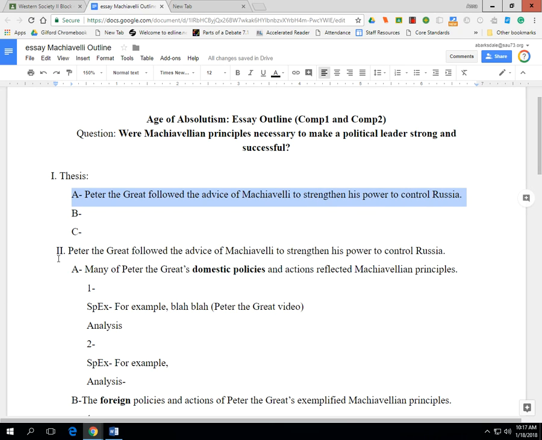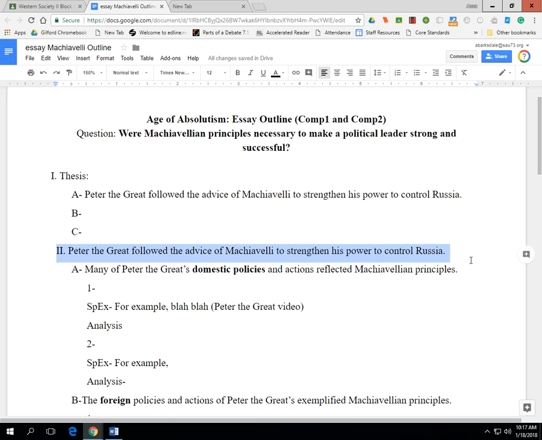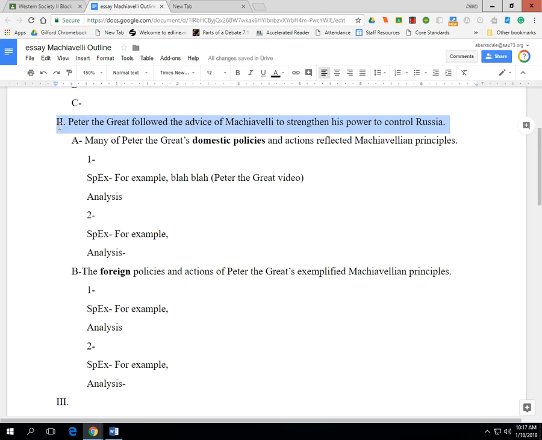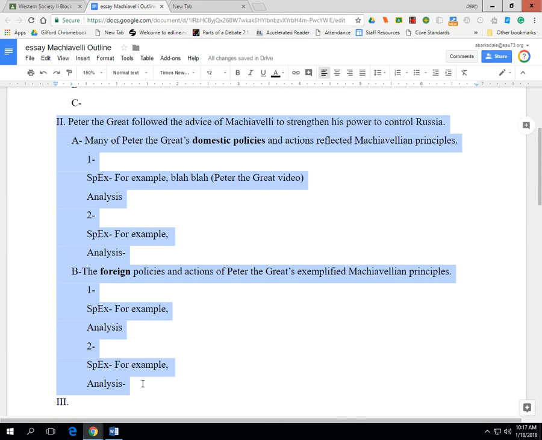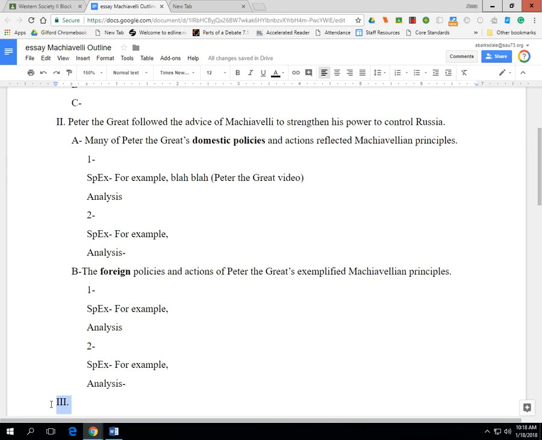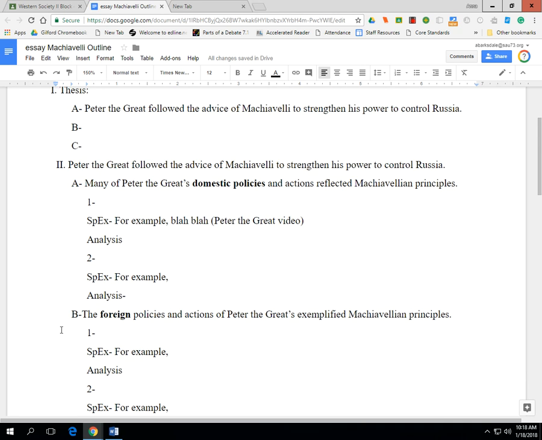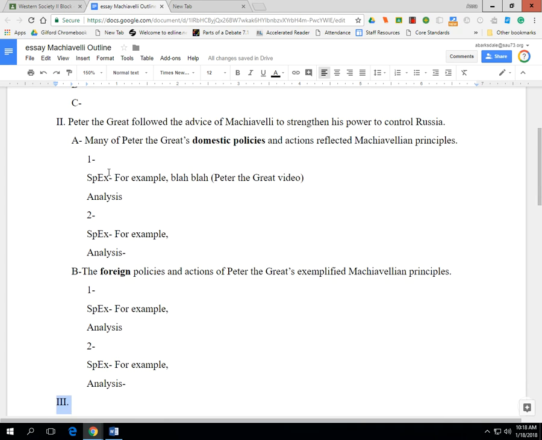You'll notice that the A and 2 statement are the same, and that's because your entire 2 section, which goes all the way from Roman numeral 2 down to B2 analysis, is going to be all about Peter the Great. When you finish with your last analysis for B, you will then go on to your next monarch, which will either be Elizabeth or Louis XIV. So your section 3 will be about a different monarch.